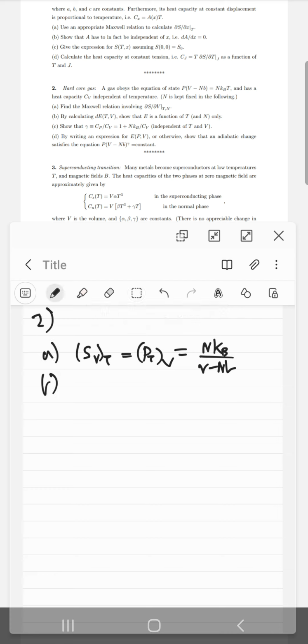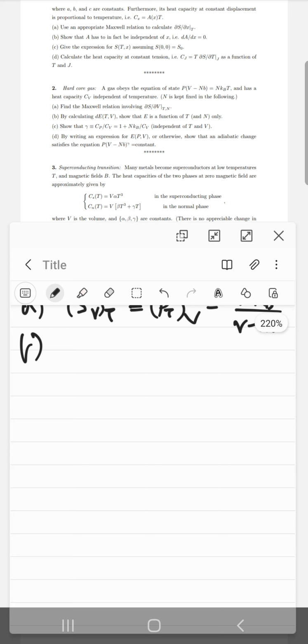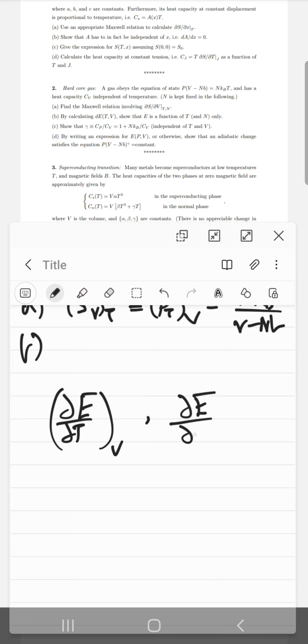Part B is, by calculating dE as a function of temperature and volume, show that E is a function of T only, in fact. Okay, cool. So we want to figure out what partial E by partial T at constant volume is and what partial E by partial V at constant temperature is. Yeah, that's the goal, isn't it? Right, so this is probably doable. What about this one? It's just CV basically, right? And that you can sort of do. I think so.